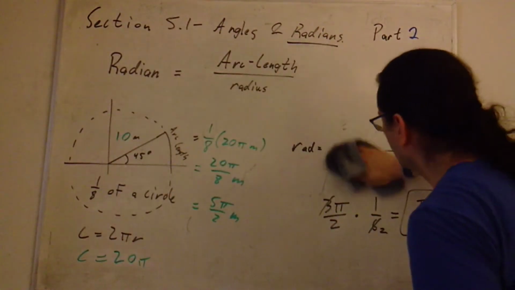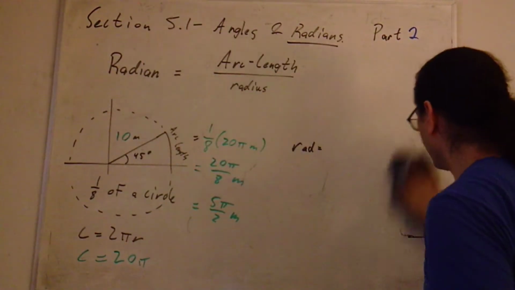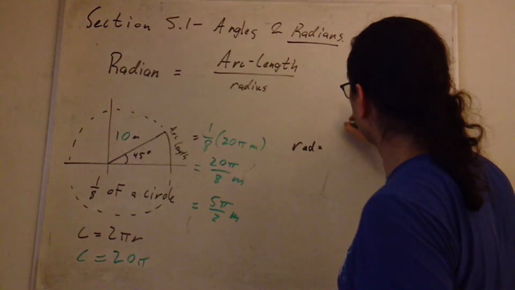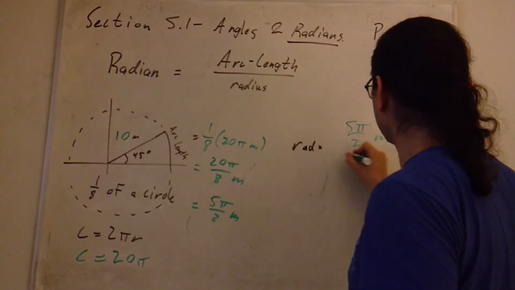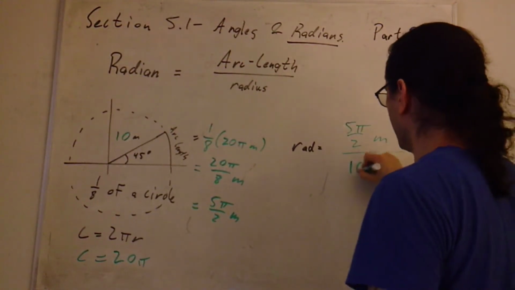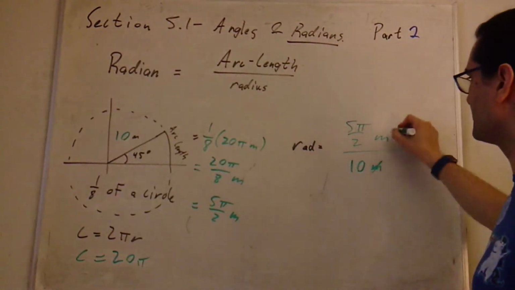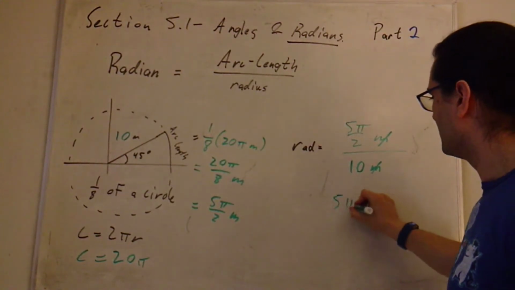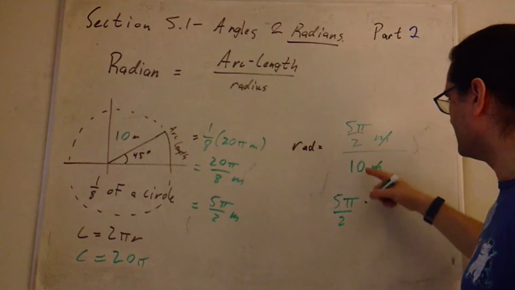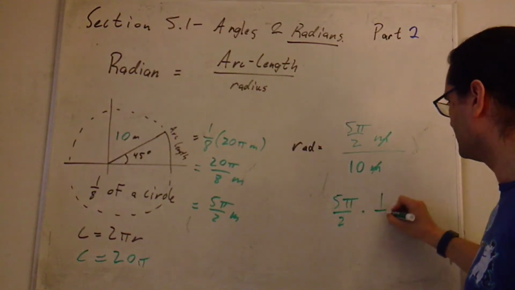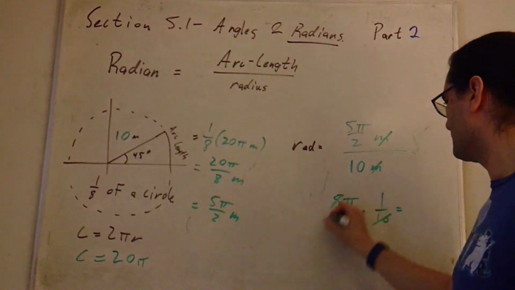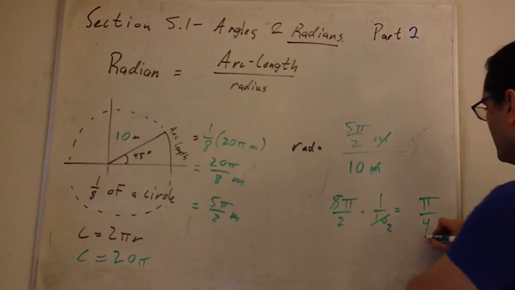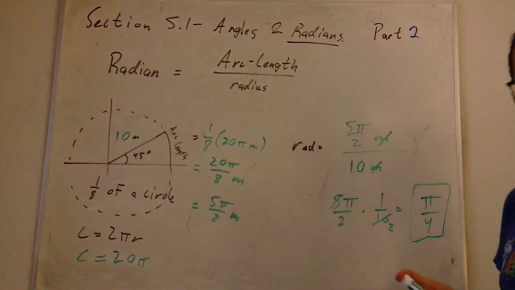Let's slide these numbers into the radian formula to figure out how many radians that is. Arc length, 5 pi over 2 meters. Radius is now 10 meters. So again, meters cancels, leaves us with radians as a dimensionless measure. 5 pi over 2 divided by 10 is the same as 5 pi over 2 times 1/10. These guys cancel, leaving you with 2 on the bottom. We still get pi over 4.